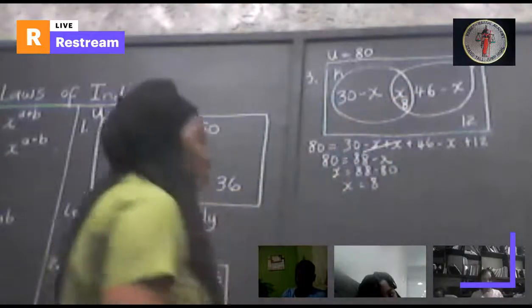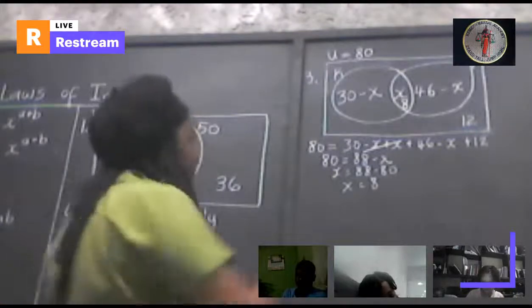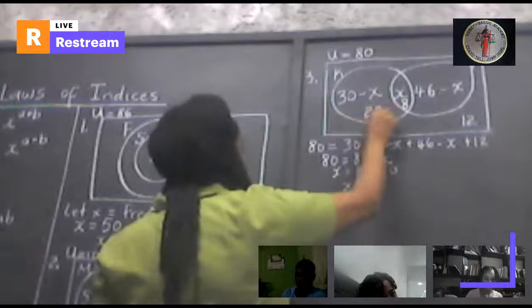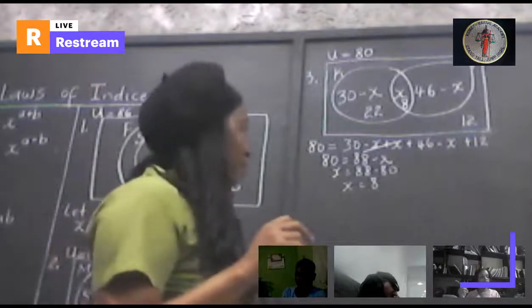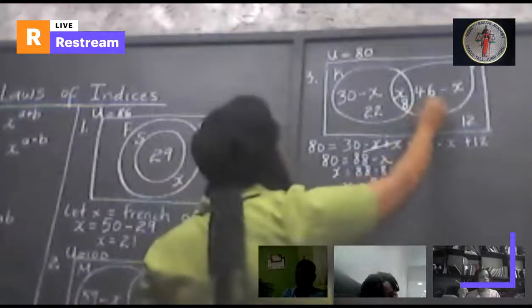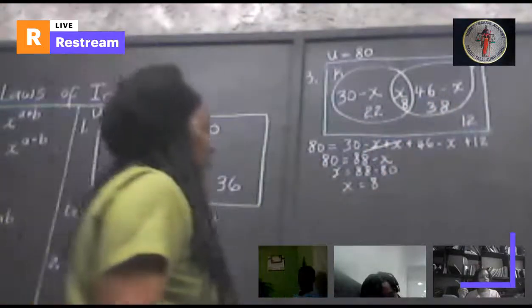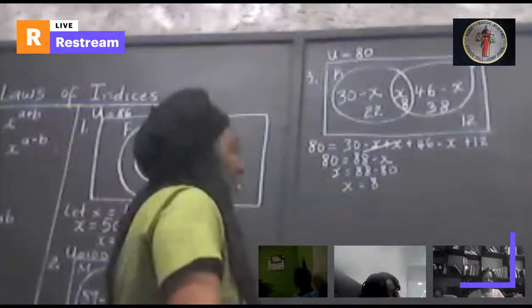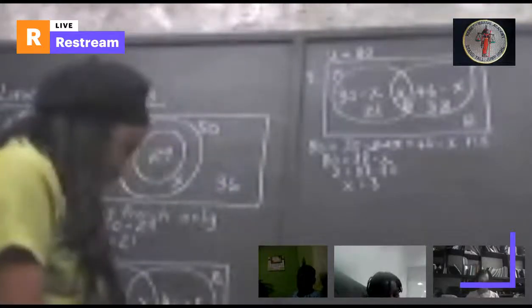So karate only would be 30 minus 8, which is 22. And taekwondo only would be 46 minus 8, which is 38. So when we add, 22 plus 8, that's 30, plus 38 is 68, plus 12, we get the total of 80. All right, so let's do another one.